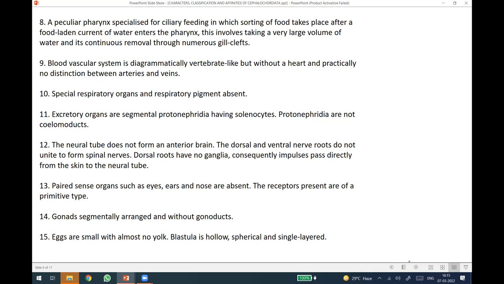Paired sense organs such as eyes, ears, and nose are completely absent. The paired sense organs are not present. The receptors present are of a very primitive type. Gonads are segmentally arranged without gonoducts. Eggs are small with almost no yolk. Blastula is hollow, spherical, and single layered.